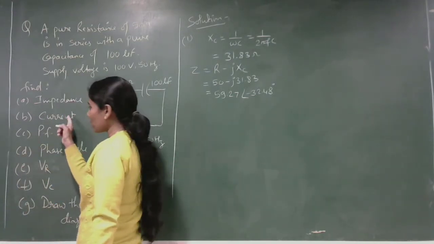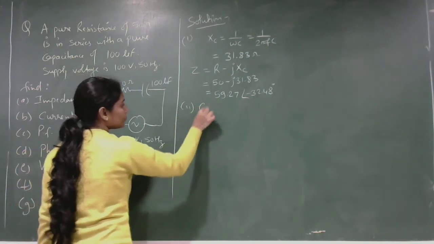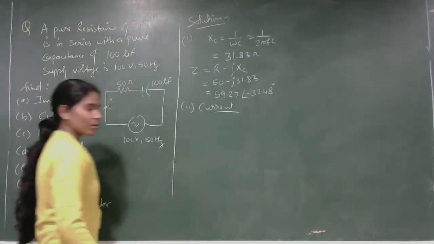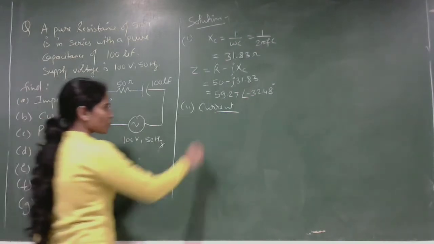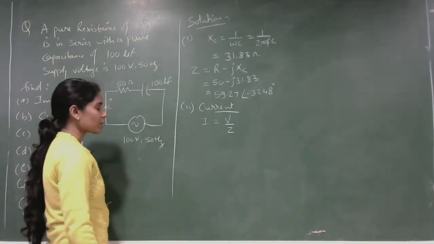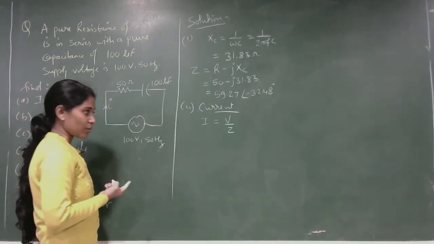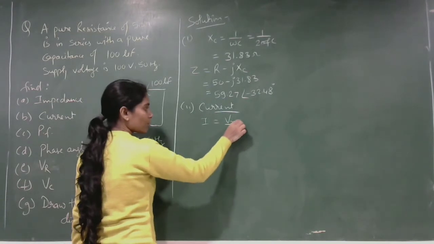So what is next? We have to calculate the current. In the second part we have to find the value of current. Current is equal to V by Z. This is the expression. Now the value of voltage is given, which is the RMS value. So I'll keep the RMS value here for voltage.